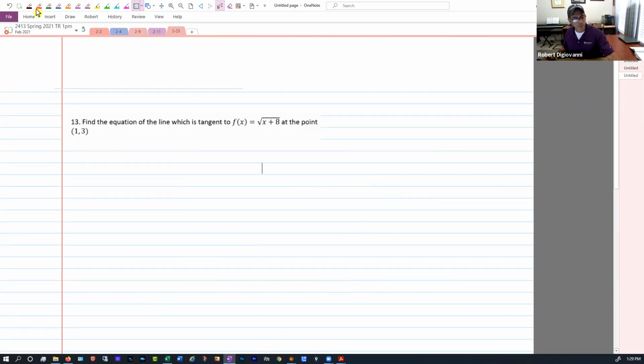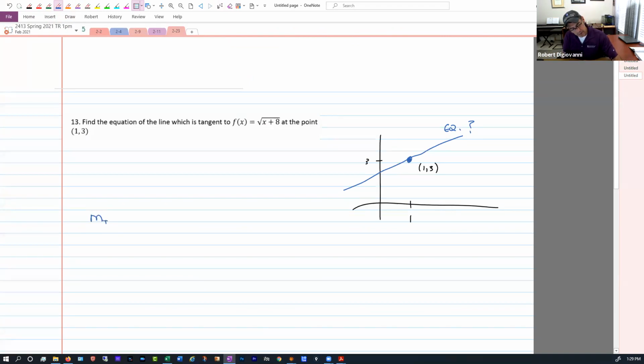Everything is pretty much the same. We've got our graph. We went to 1, we went to 3. We know we have this point. We're trying to find the equation of the tangent line through there. So first thing we're going to do is see if we can find the slope. The slope of the tangent line, using the second definition, is the limit as h goes to 0 of f of a plus h minus f of a all over h.